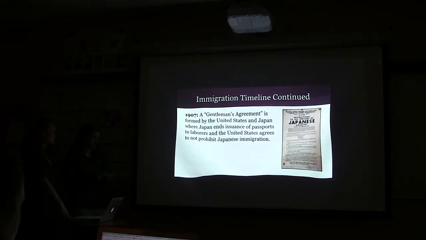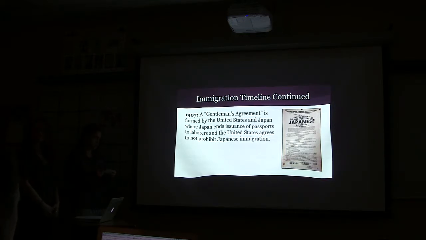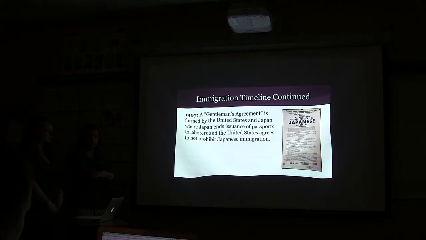In 1907, the Gentleman's Agreement was an agreement between the U.S. and Japan where the U.S. would not force restriction on Japanese immigration, and Japan wouldn't allow any more immigration to the United States.